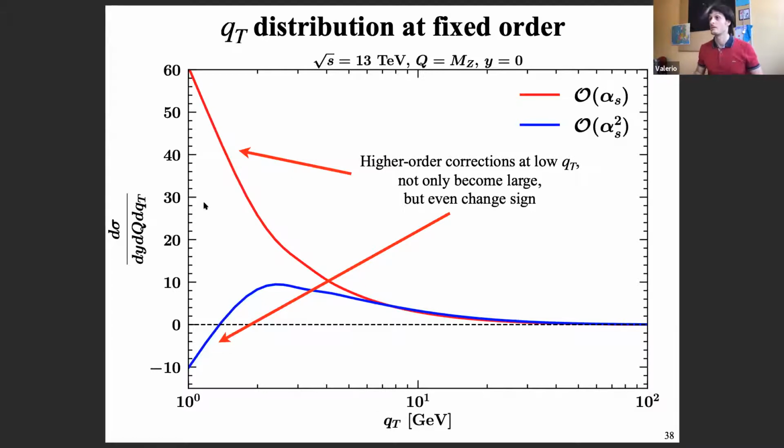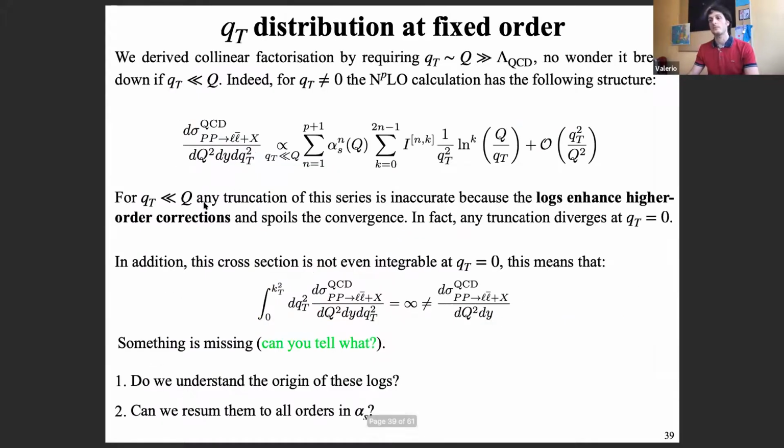So really, this means that we cannot trust fixed order calculations at small values of qt. As I said, these logs also imply the presence of a non-integrable divergence. So this means that if you integrate this differential cross-section, hoping to get back the cross-section in Q square and Y, that just doesn't work. You get infinity. You cannot get anything finite out of this integral.